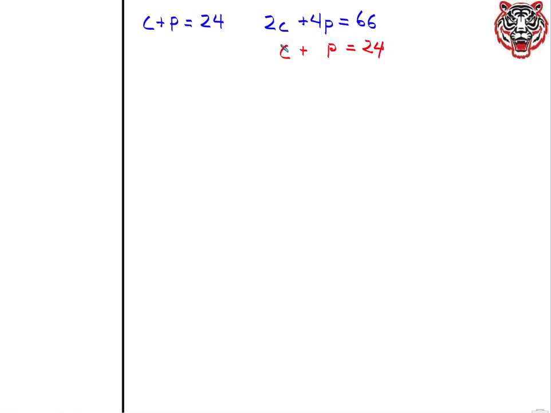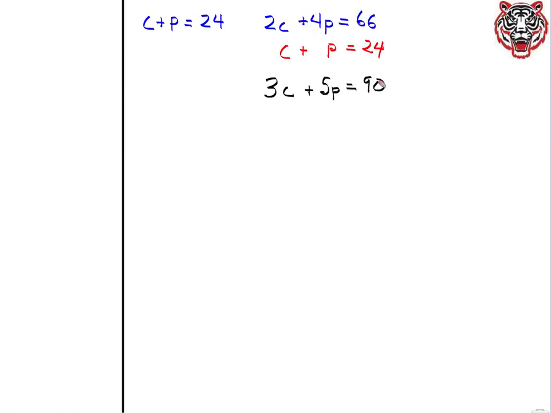If you just go straight down, it'd be 2C plus 4P equals whatever that is, like you add those things. So don't write this. I'm just going to show you why it doesn't work. If I add these through, 2C plus C is 3C, 4P plus P is 5P, and then this is going to be 90. Look, we haven't eliminated either of the variables. We want to eliminate something.